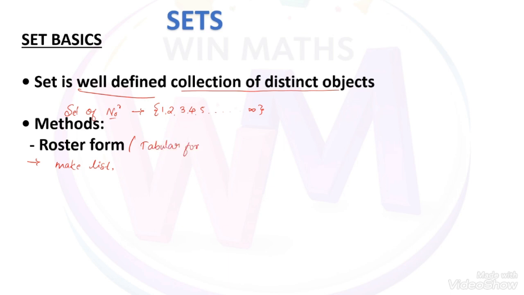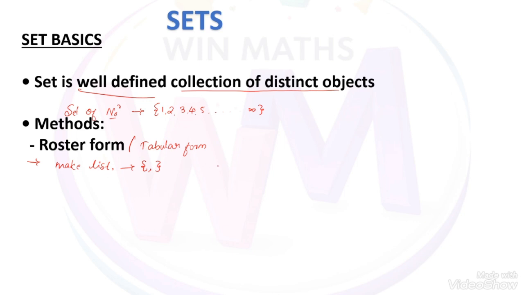Another name is tabular form. That's why we have to make a list. That list is represented within the closed bracket, that is, a brace. Then we take distinct objects, and in between the distinct objects we put a comma. The elements are separated by commas. Simply, roster form means making a list of objects within braces, with the elements separated by commas. So roster form or tabular form, both are the same.